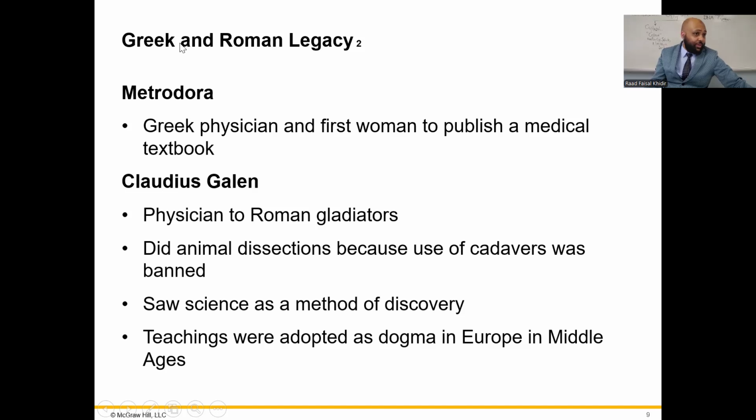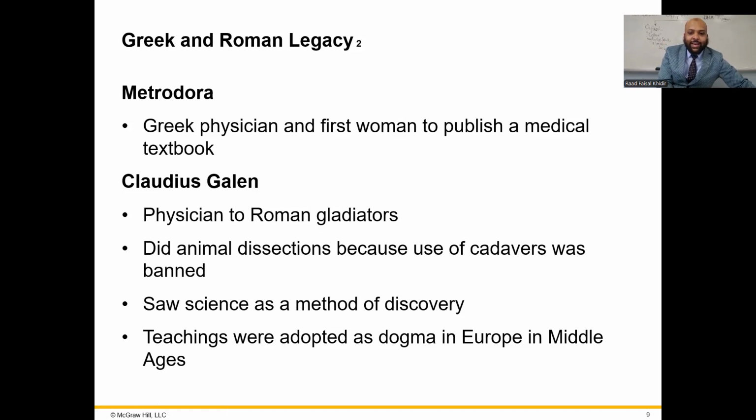And the first woman, it's very important to understand the first woman in science, that was Metrodora. Metrodora was a Greek woman physician. She published a textbook on obstetrics and gynecology. So she was really deep into birth and labor and saving mothers who are giving birth to children. So that's like the mother of medicine, Metrodora.